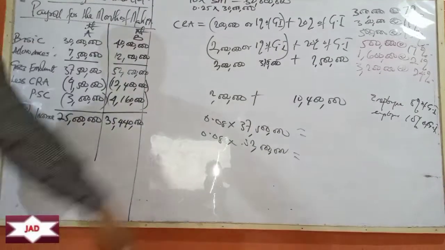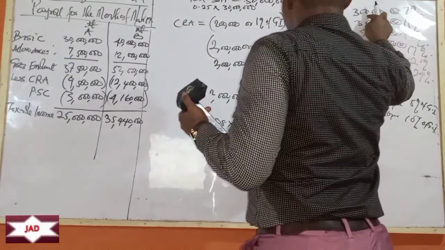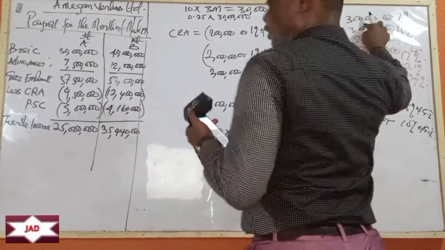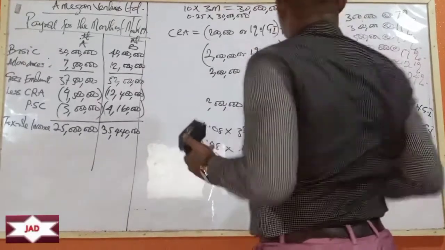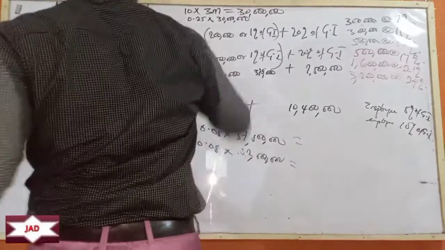Okay. So remember, this is for one person. We have 3 million for 10 people. Okay. So what will happen? Let's do it like this now.